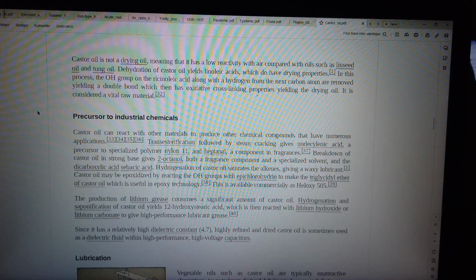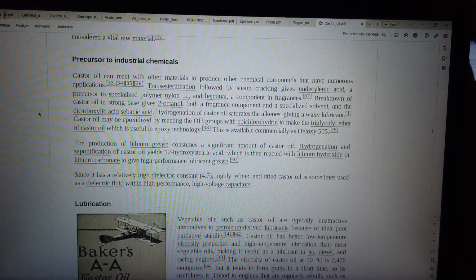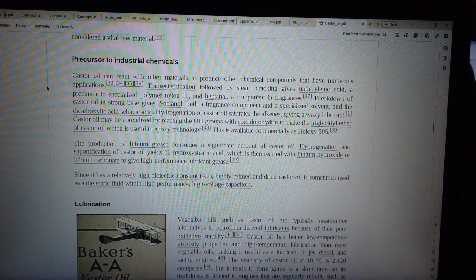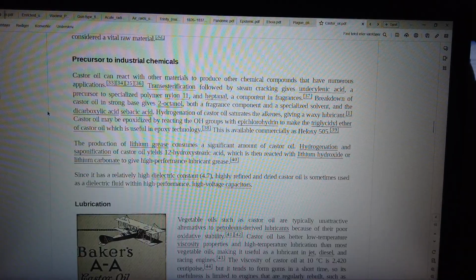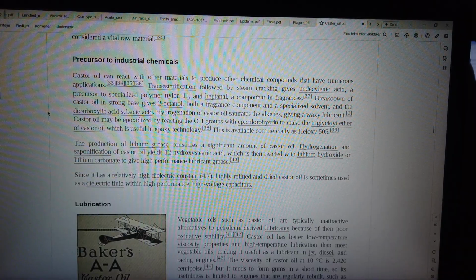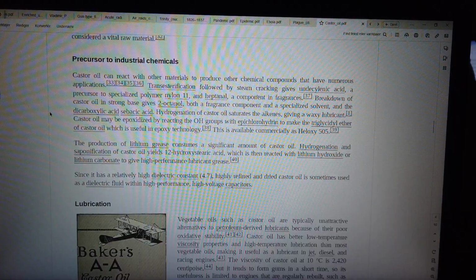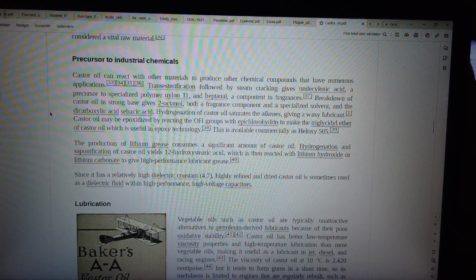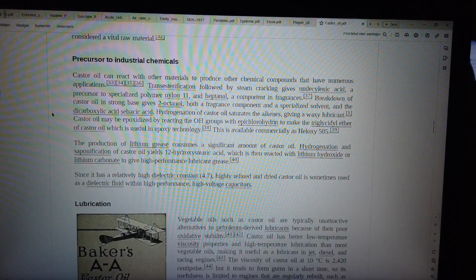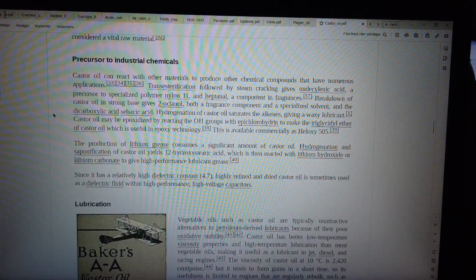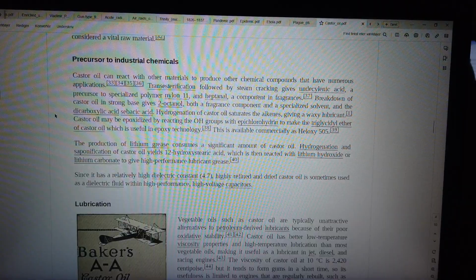Precursor to industrial chemicals. Castor oil can react with other materials to produce other chemical compounds that have numerous applications. Transesterification followed by steam cracking gives undecylenic acid, a precursor to specialized polymer nylon 11, and heptanol, a component in fragrances. Breakdown of castor oil in strong base gives 2-octanol, both a fragrance component and a specialized solvent, and the dicarboxylic acid, sebacic acid.